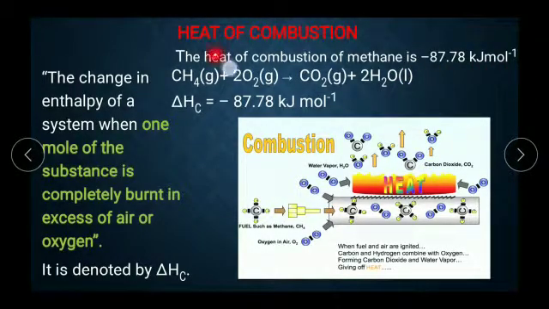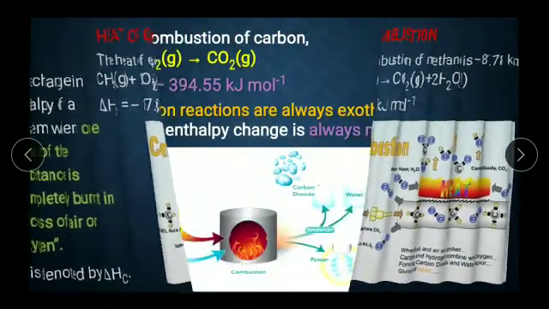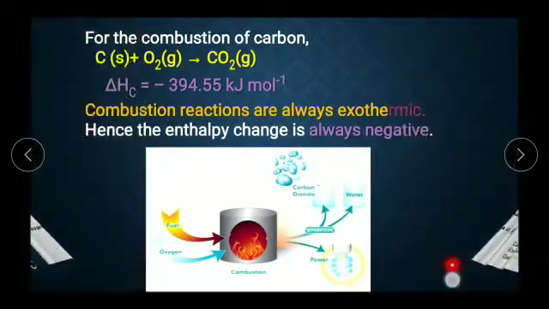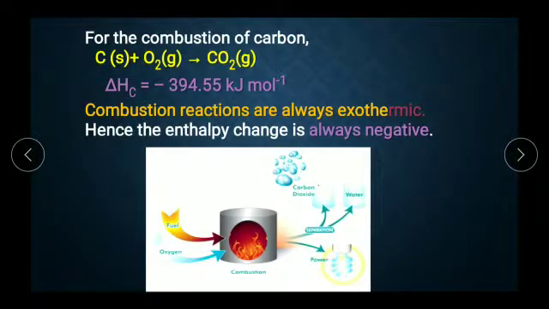So what is the heat of combustion? The change in the enthalpy of a system when 1 mole of the substance is completely burned in excess of air or oxygen. For methane, it is minus 87.78 kilojoule per mole. You can see one more example for heat of combustion: the combustion of carbon. C plus O2 gives CO2. ΔH_C for the combustion of carbon with oxygen giving CO2 is minus 394.55 kilojoule per mole.